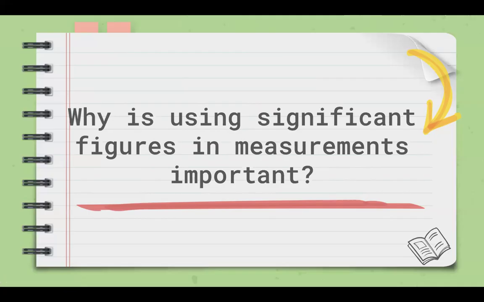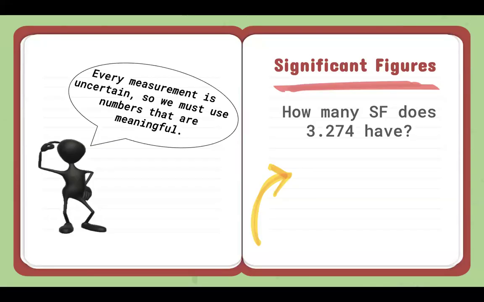The answer is because it helps us reflect the accuracy of the measurements that we use. And why is that so? Because in every measurement, there is a certain digit that we are uncertain about. So we must use numbers that are meaningful. We can never be 100% accurate in getting a measurement.